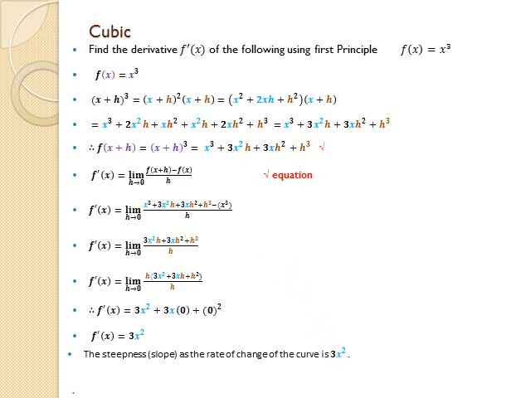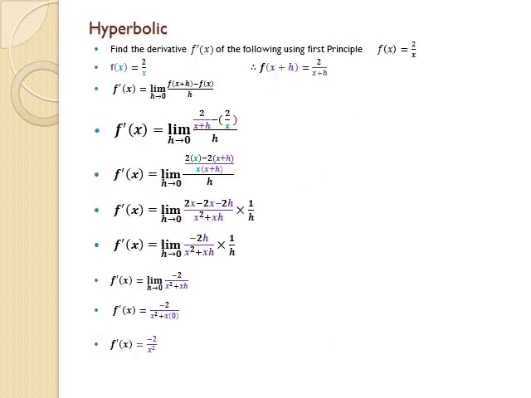Right, now let's go to the one that learners complain about, hyperbolic. So find the derivative f prime x of the following using first principle, f of x equals 2 over x. So I have 2 over x, in the place of x I have to substitute x plus h, so the x at the bottom simply becomes x plus h, 1 mark. First principle, so I have to write f prime x equals limit h tends to 0, f of x plus h minus f of x divided by h. So I have 2 over x plus h minus 2 over x. Right? Now to add two fractions, remember, the denominators must be the same.